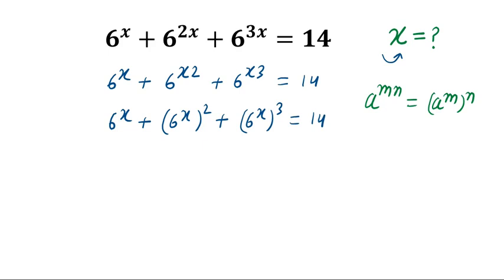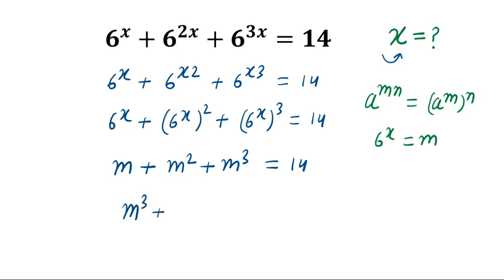Now we will substitute 6 power x equals m. Then 6 power x is replaced by m, plus this becomes m square, plus 6 power x replaced by m, then this is m cube, is equal to 14. Now if we take all the expressions on the same side, then on the left hand side m cube plus m square plus m minus 14 is equal to 0.